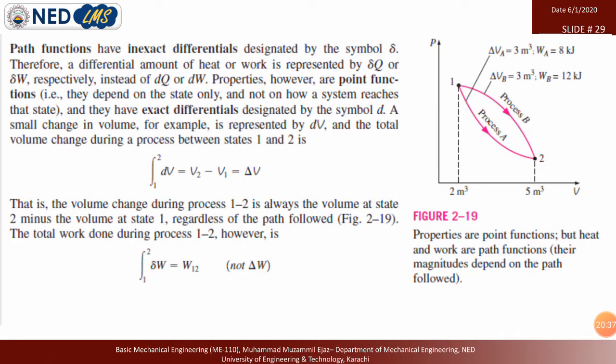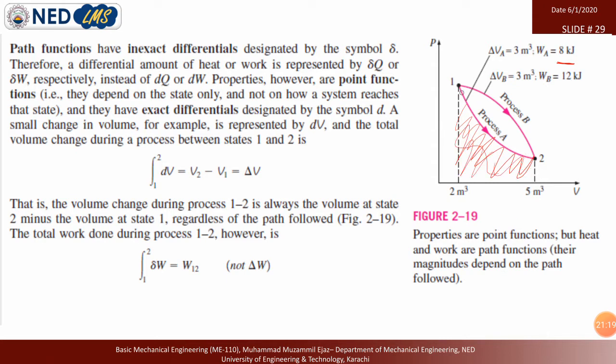For an example, in this example we have process A, in which the path is going from state 1 to 2. It is an expansion process, and by following this path we have a volume change of 3 meter cube. Here the change in volume is 3 meter cube, but the work done is 8 kilojoules. You can see that it covers lesser area.